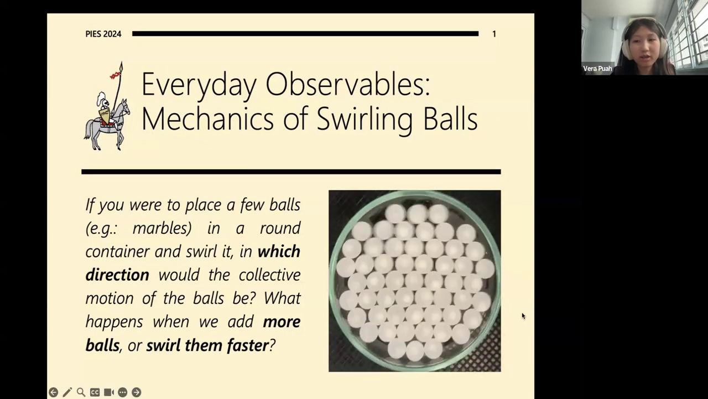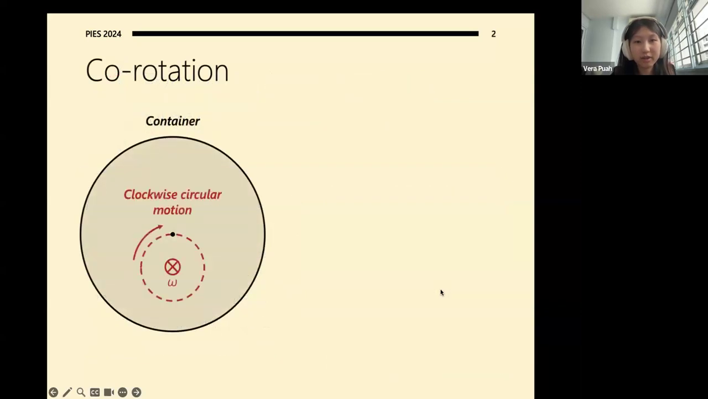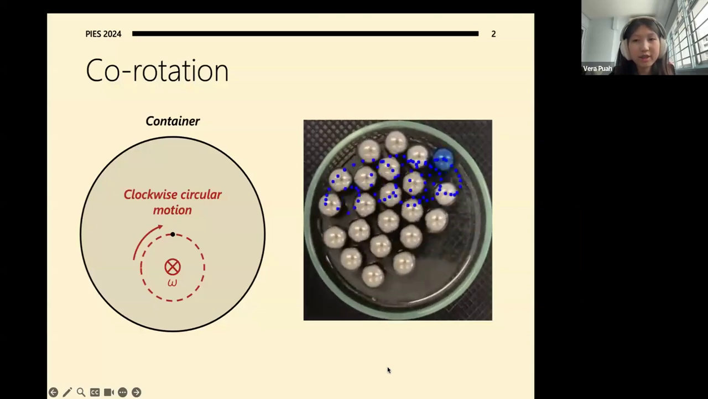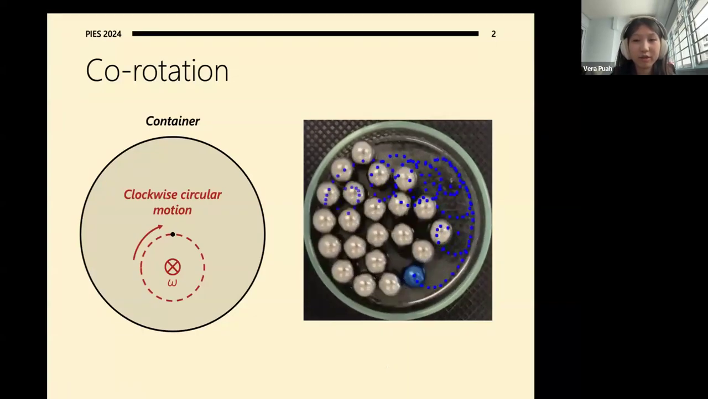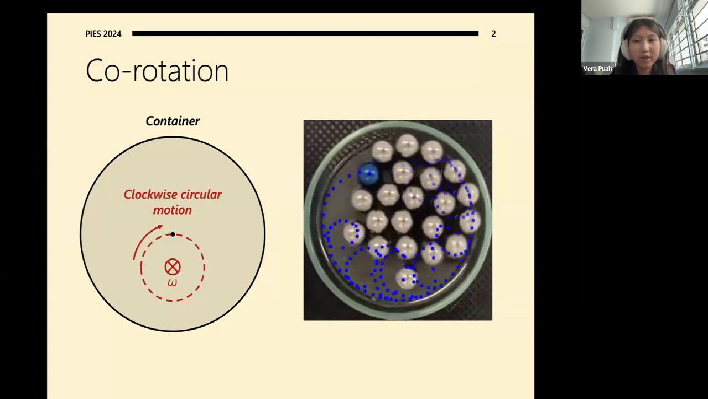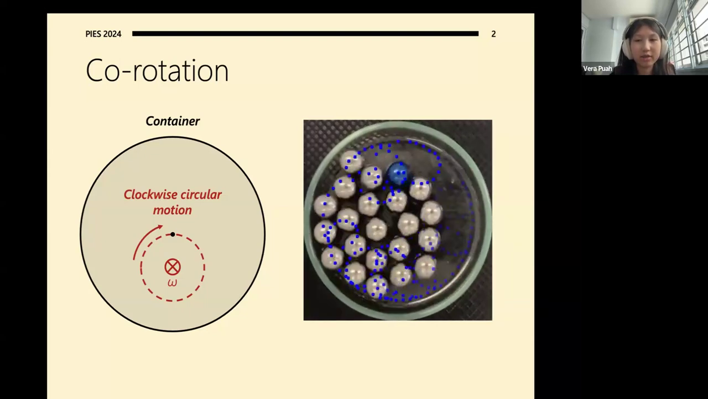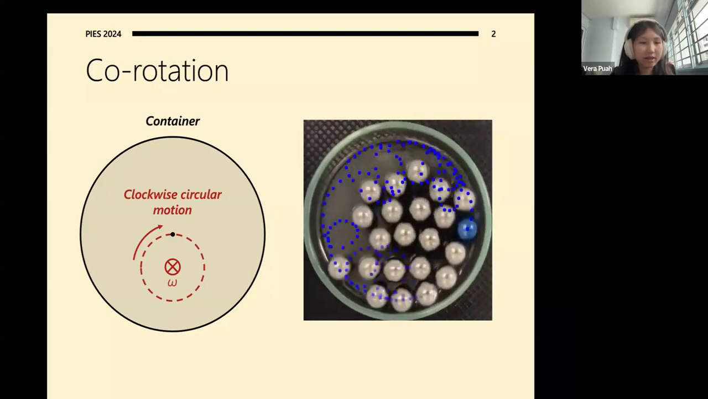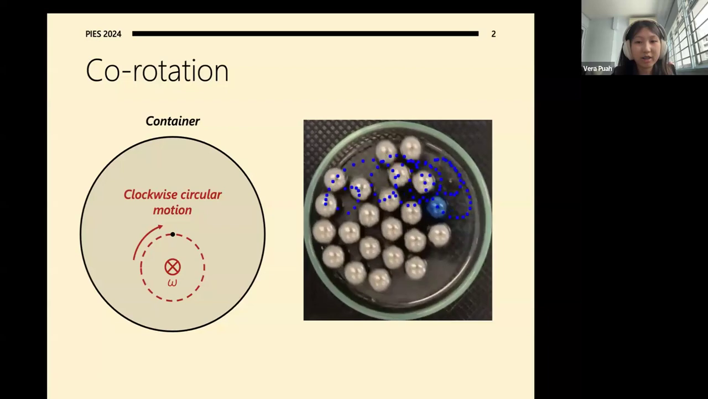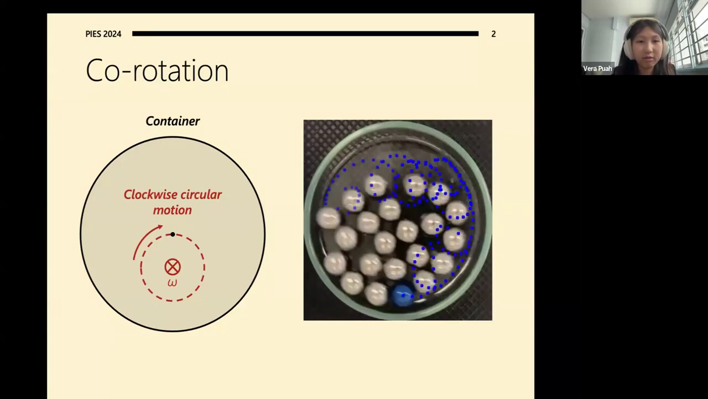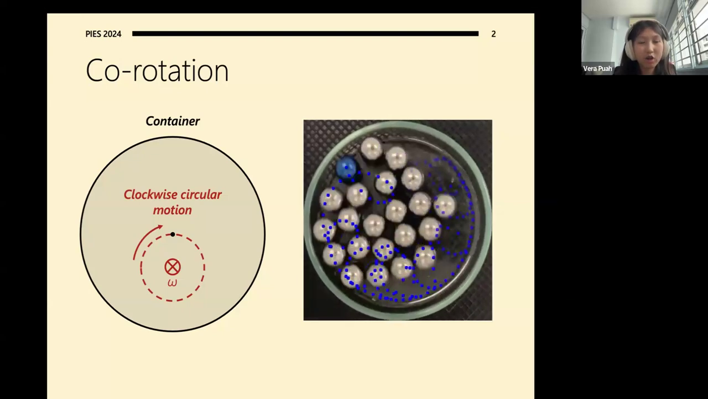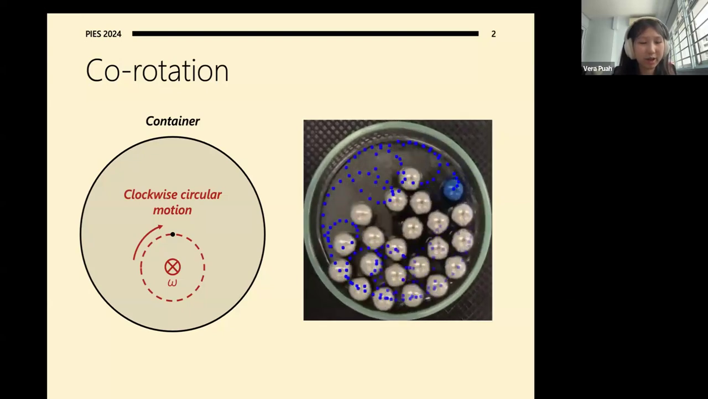If we take a look at a video of the phenomenon, you can see very clearly that if you trace out one of the specific balls' motions, this ball moves in a counterclockwise direction around the container. Something interesting about this is that it's actually following the direction of the container, which is moving clockwise as well. So here we would term it co-rotation, since they're moving in the same direction.